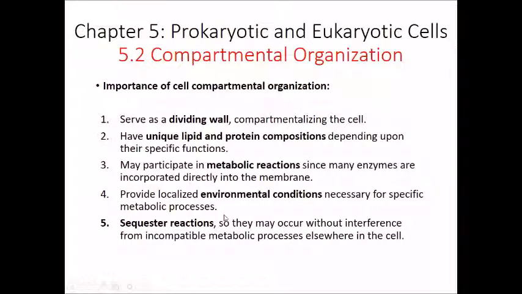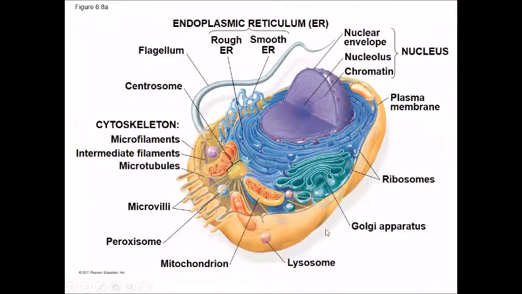For example, photosynthesis occurs inside the chloroplast, so they have their own metabolic process enclosed by the membrane of the chloroplast, and also the cellular respiration that occurs in the mitochondria. It is also important for sequestration, so that they may occur without the interference of other metabolic processes from other organelles or from the cytoplasm of the cell.